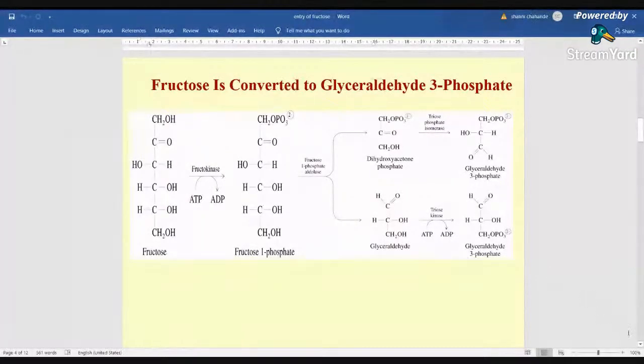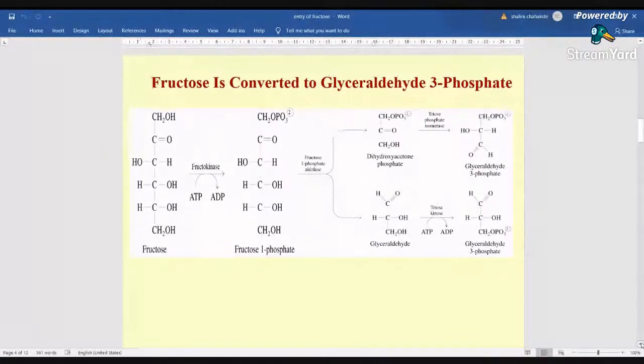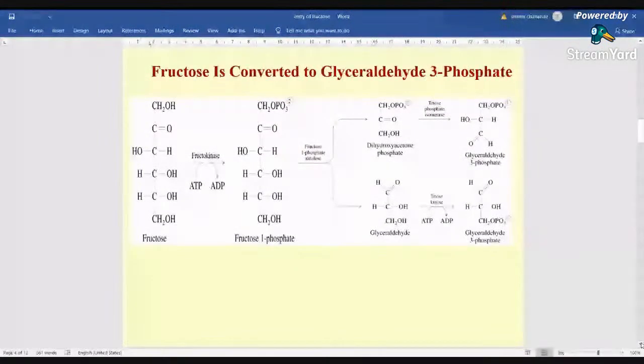So this is the overall reaction. After this point, we know that all the glycolytic steps are the same as in glycolysis. So fructose has to enter glycolysis like this: from fructose to fructose 1-phosphate, and fructose 1-phosphate to two molecules, one of dihydroxyacetone phosphate and another of glyceraldehyde 3-phosphate.